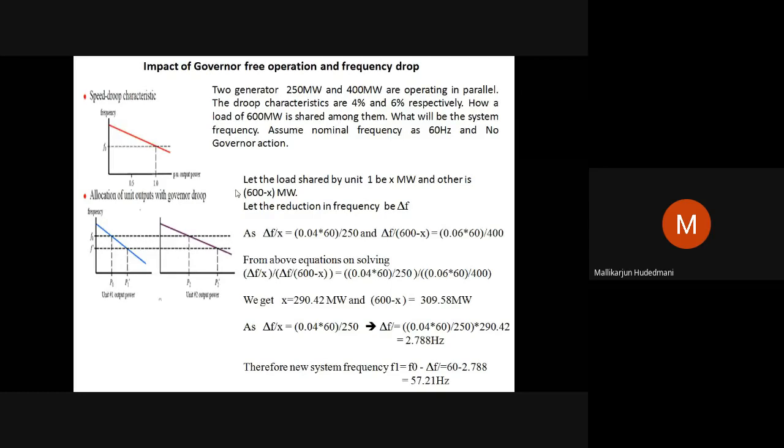What will be the system frequency when they are sharing 600 megawatt, both in parallel with the characteristics of 4% and 6% droops? What will be the new frequency? Assume that 60 hertz is the standard required frequency. And later there is a notice of no governor action. It means there is no network which will correct your frequency fall. It is to understand, if there is no governor, what will be the effect of that load on the generator, such that the fall in frequency which is noticed is tremendously increasing. So let us see how to understand this problem.